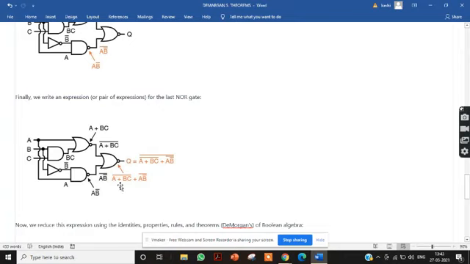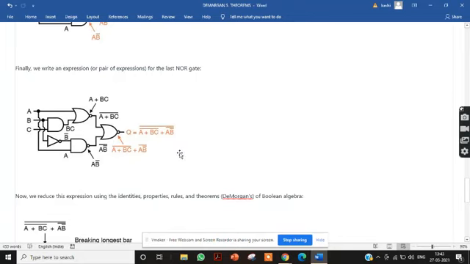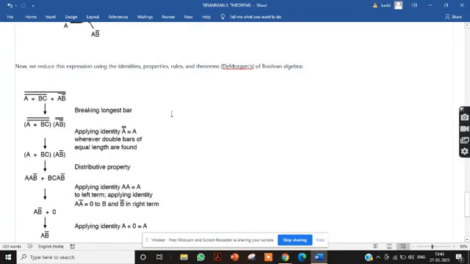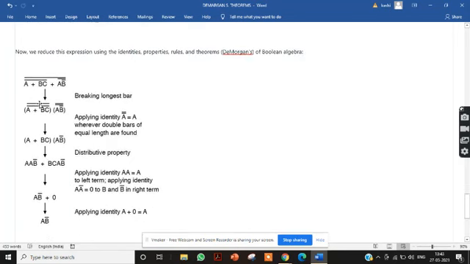Now up to this you have to add the OR gate. You have a small circle here, so you have to put a whole bar. So what is your output? A plus BC bar plus AB bar whole bar whole bar. Now you can simplify this using the De Morgan theorem. See, observe this. We have the longest bar here.